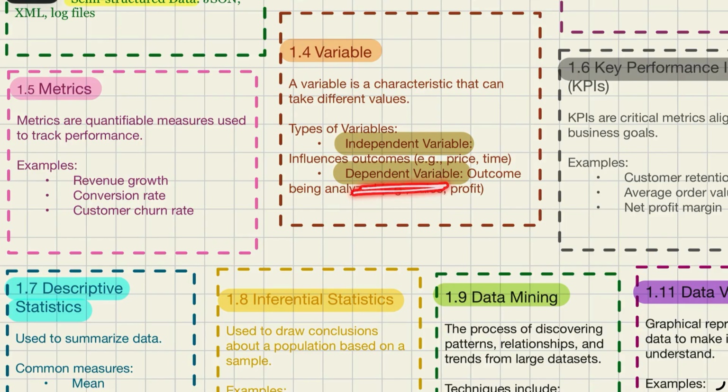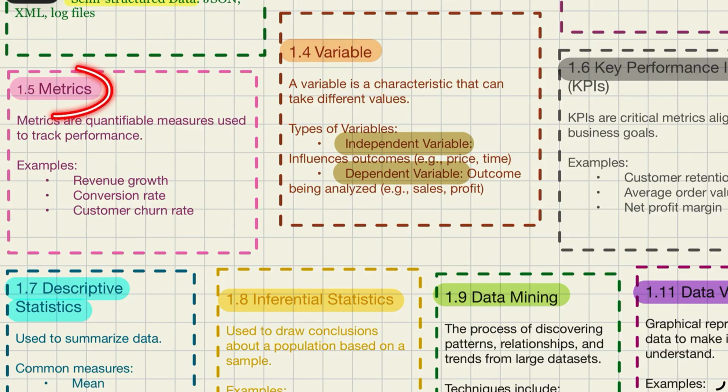And the dependent variable is the outcome being observed. So because of the price, sales drop. So sales is dependent on the price. So sales is the dependent variable, right? This is how we observe what is a dependent and independent variable based on the characteristics, right?